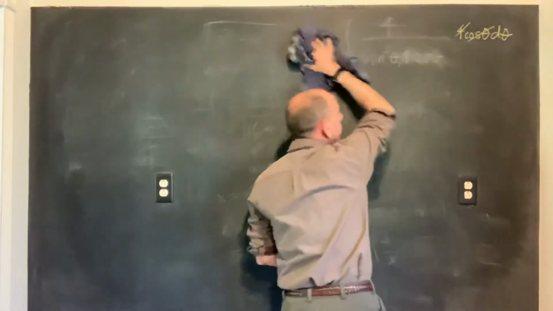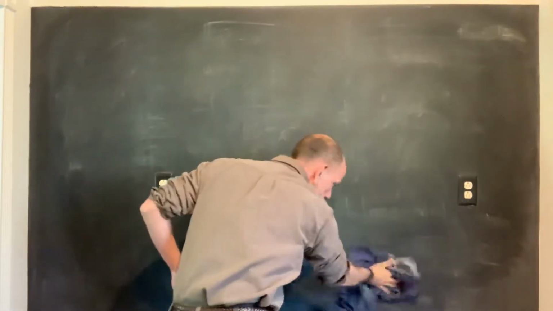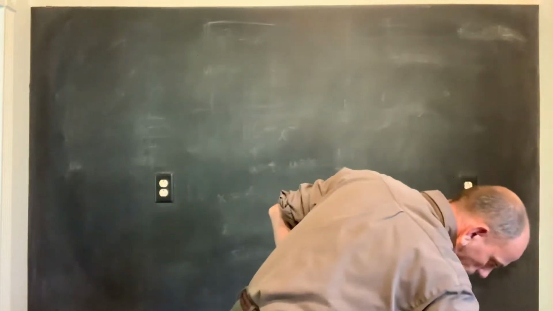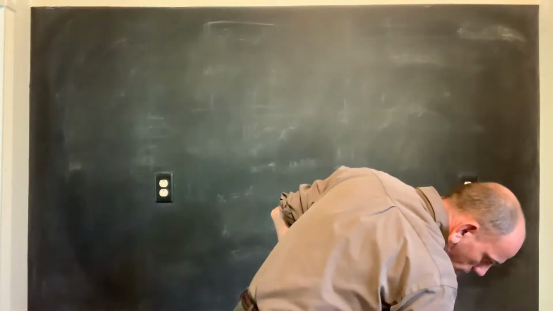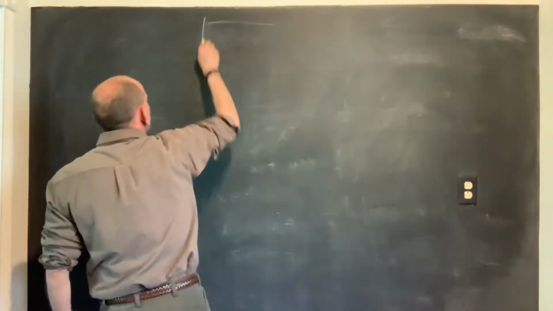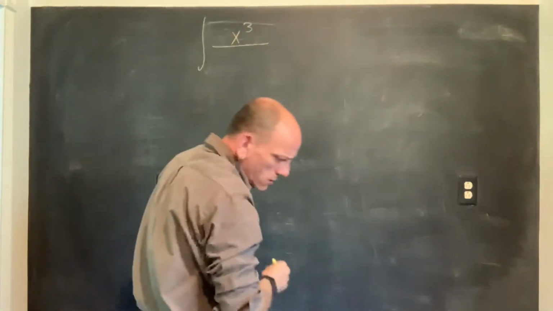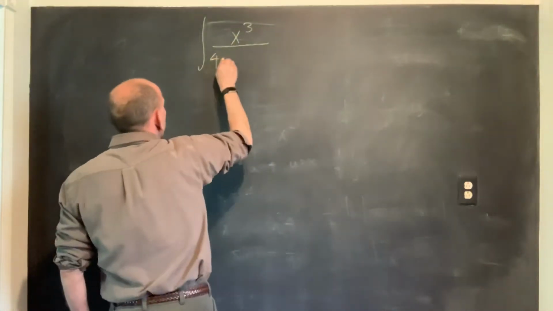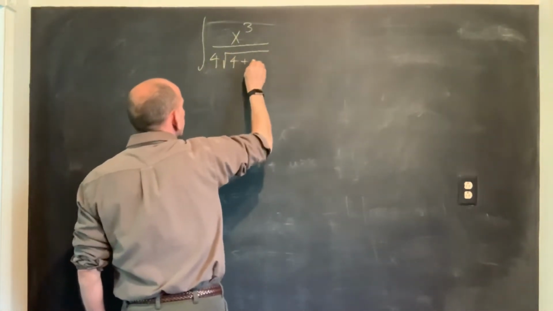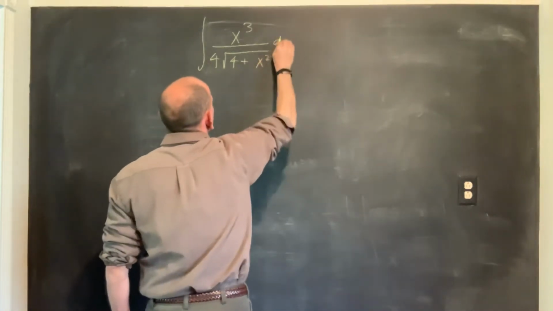Let's try one where we have the sum of two squares. How about the integral of x cubed over 4 root 4 plus x squared dx?